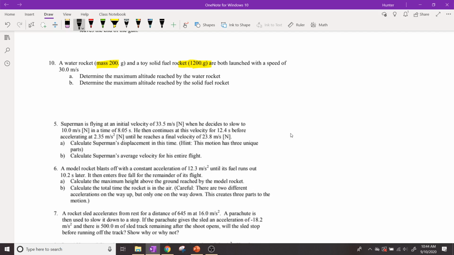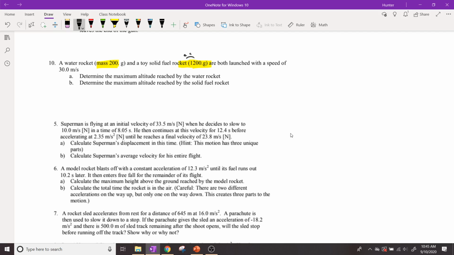Now, it will take more force to get the 1200-gram thing up in the air than the 200-gram thing. But if you manage to get them both going the same speed, they will both reach the exact same height. So the mass here doesn't matter. The mass is irrelevant. They're just trying to confuse you guys.